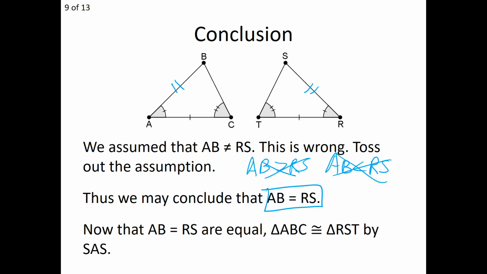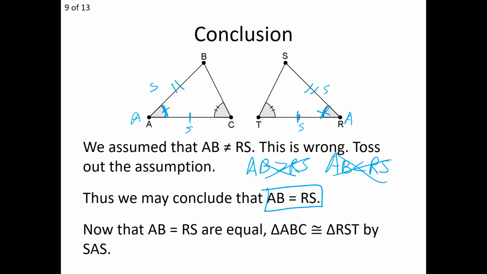What that does is it produces a second pair of equal sides for us. So take a look at what we have. Side AC and side RT are already equal. We have angle A already equal to angle R. Hey, look, that's side, angle, side. So now we know that triangle ABC is in fact congruent to triangle RST by side, angle, side.